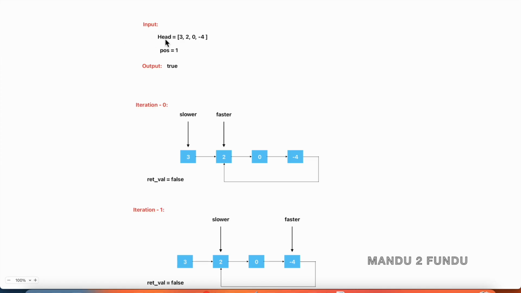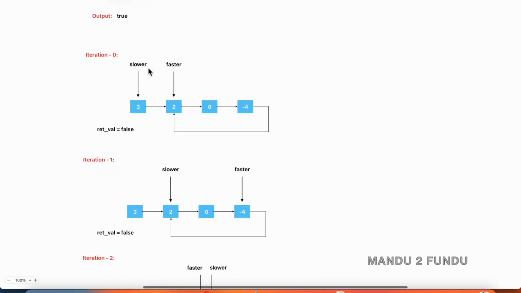Next, I'm going to do the code walkthrough with the sample input. We have the input list 3, 2, 0, 4 and it says position as 1, meaning the tail node points to the element in position 1, which is 2 here. So that means there is a cycle here. So we have to return true. Initially the slower pointer points to the head and the faster pointer points to the second element, head dot next. We compare these two pointers, not equal, so the value is false.